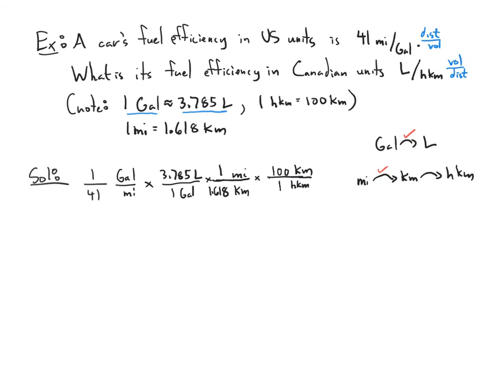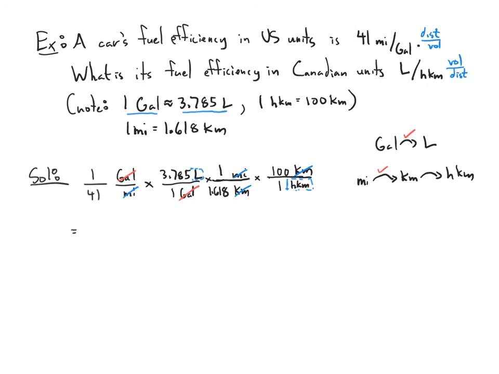Okay, so now let's cancel our units, make sure everything makes sense. Gallons cancels with gallons. We're left with liters. Good, that's great. And then miles cancels with miles, kilometers cancels with kilometers, and we're left with hectokilometers. So our units that are left are liters per hectokilometer, and that's what we're looking for. Looks like we did our conversion correctly. We just have to do the cleaning up in terms of the multiplication here.